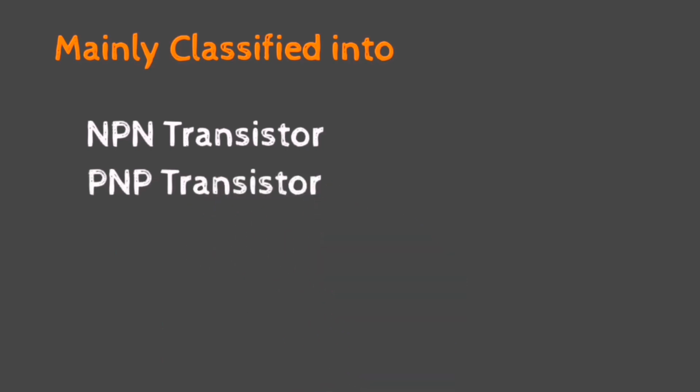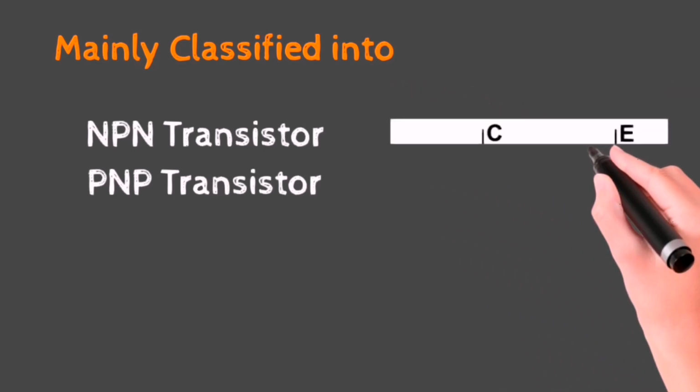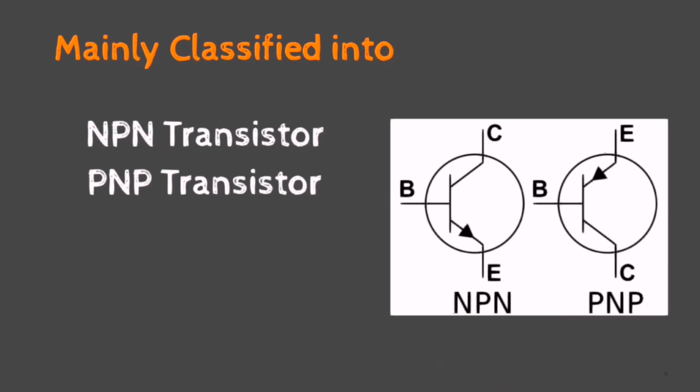The operating principle of NPN and PNP transistors is the same, but the construction and biasing arrangements are different. Also, we can see the symbolic representation of the transistor. The direction of the arrow shows the direction of flow of current through the transistor. In case of an NPN transistor, the current flows from collector to emitter terminal. And in case of a PNP transistor, the current flows from emitter to collector terminal.